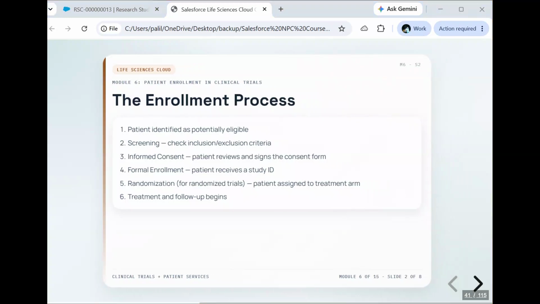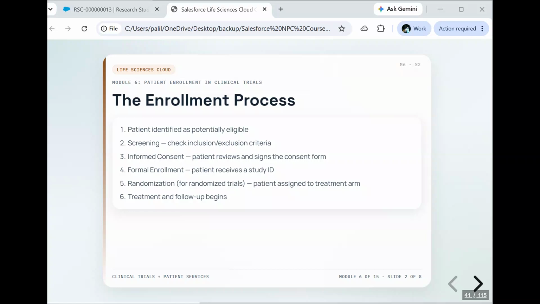Patient enrollment in a clinical trial is a structured, regulated process. It starts with patient identification. Physicians at the site identify patients who might be eligible based on their diagnosis and medical history. Those patients then go through a screening process where the site team systematically checks whether they meet the trial's inclusion criteria and don't have any exclusion criteria.